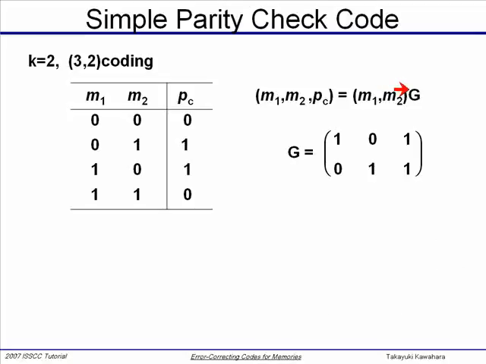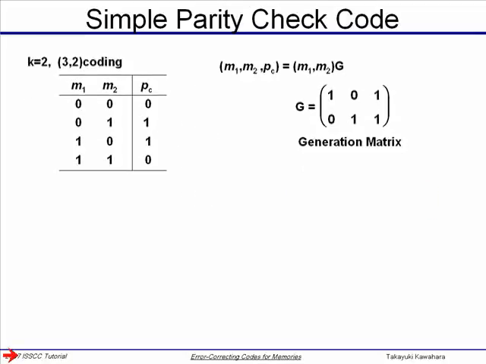This generation matrix is very simple, because from M1, M2 to M1, M2, PC, the PC is straightforward. So M1 is here, M2 is here, and the PC is M1 plus M2. So this is the generation matrix. After that, very complicated things occur, but this is a very comprehensive example, I think. So now we have the generation matrix.